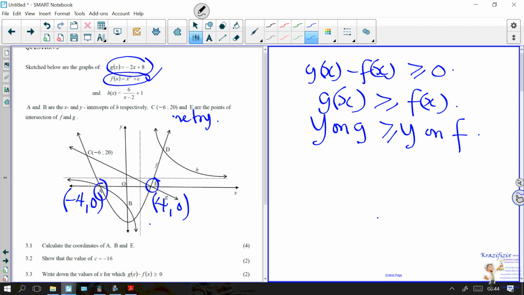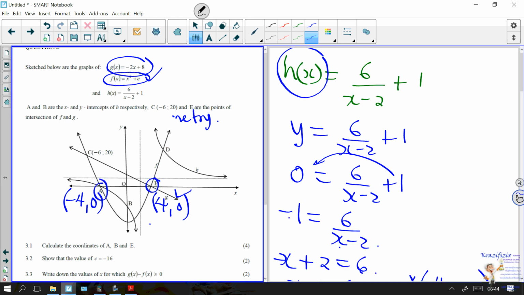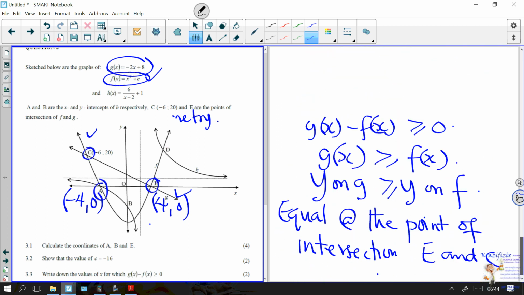First, where are they equal? They are equal at the point of intersection. And where are these points? These points are actually E and C. Because I'm looking at g of x and f of x, this is my point of intersection. They are equal at those points. And remember, we have our coordinates there already.